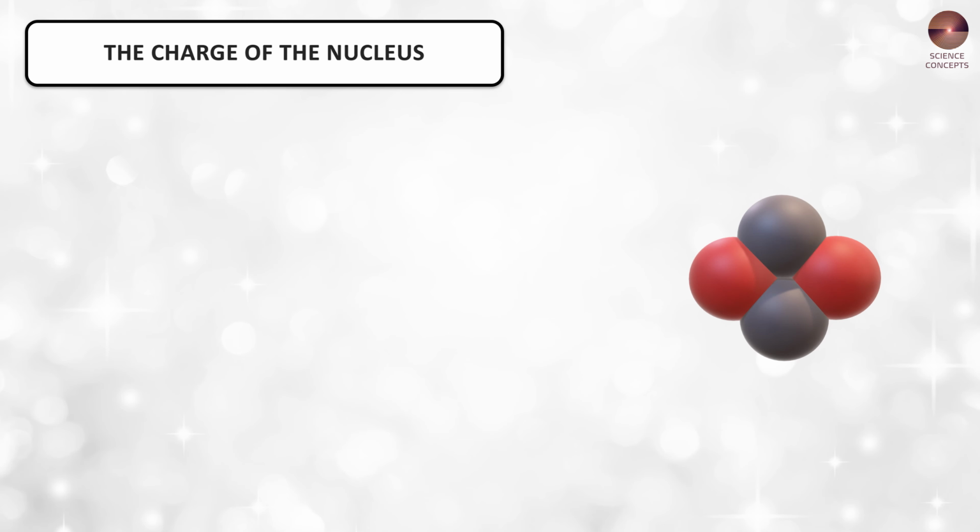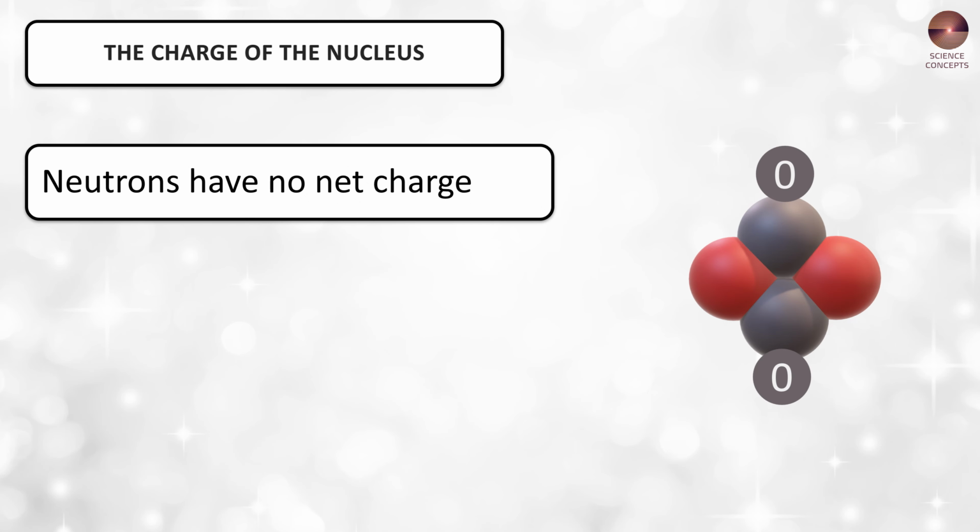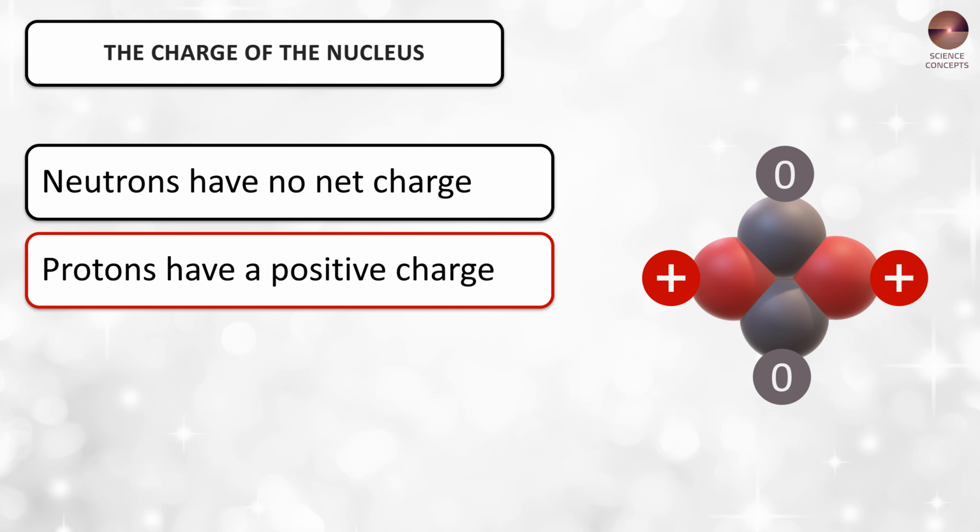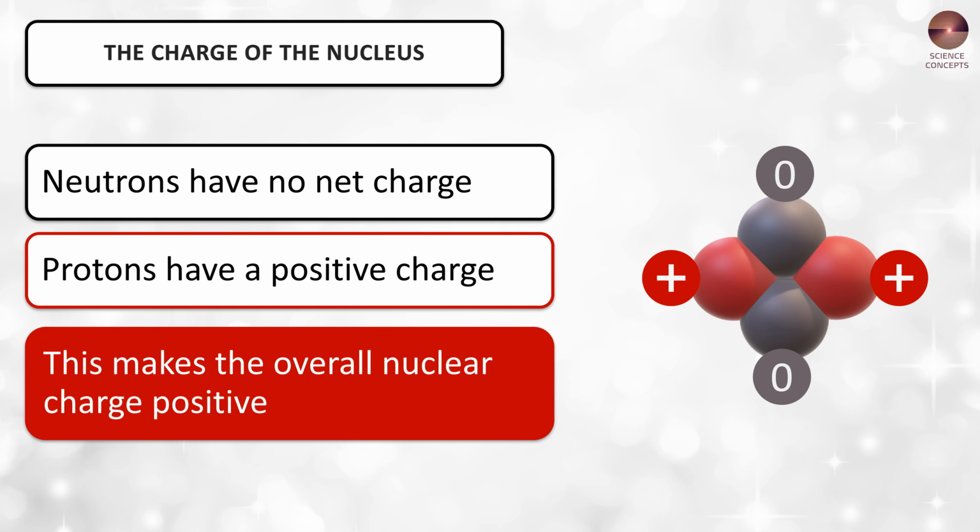The charge of the nucleus. Neutrons have no net charge, and protons have a positive charge. Well, this makes the overall nuclear charge, of course, positive. Remembering that this is the nuclear charge and not the charge of the atom, which we'll look at in a moment.